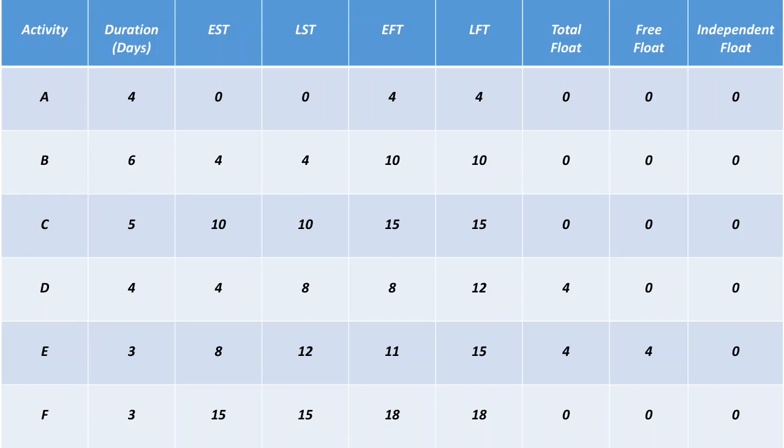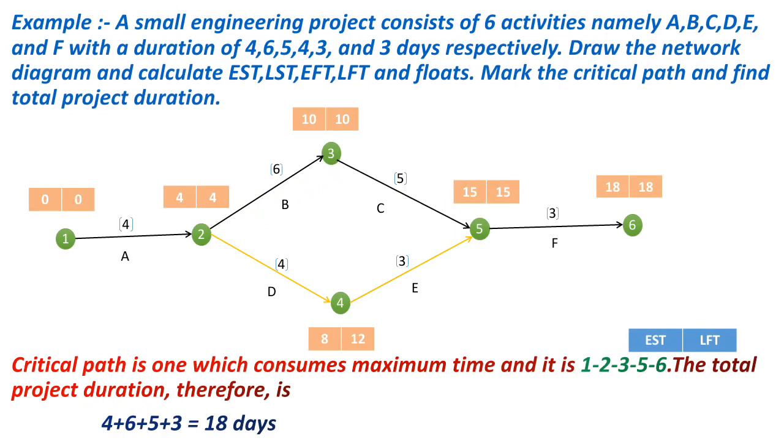Now I am calculating free float. Free float is equal to EST of tail event minus EST of head event minus activity duration. So let me clear you the head and tail event. For activity A, tail event is event 2 and head event is event 1.